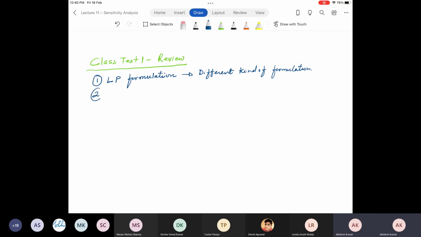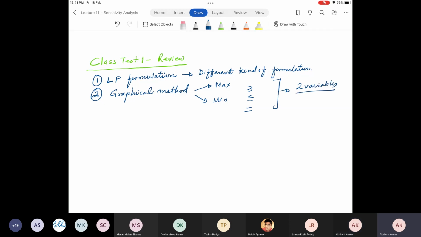After formulation, what have we studied? Graphical method. We have studied the graphical method. It can be maximization type, it can be minimization type, it can be greater than or equal to constraint, it could be less than or equal to constraint, it could be equal to constraint, but only for two variables. Right? So what you need to do, you have to draw the graph and then find the direction of feasibility.